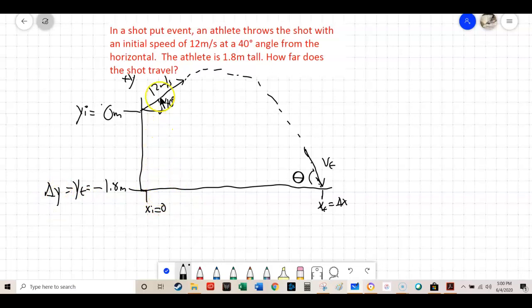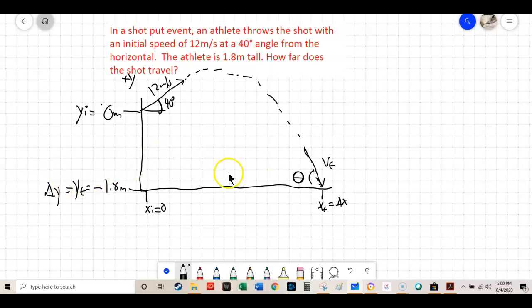So here's what we're going to do. We're going to treat this just like we did the problem that we did in 1.52. The only difference is we can't call delta y 0. We're just going to call delta y a negative 1.8 meters, right? So let's go ahead and do this. All right.